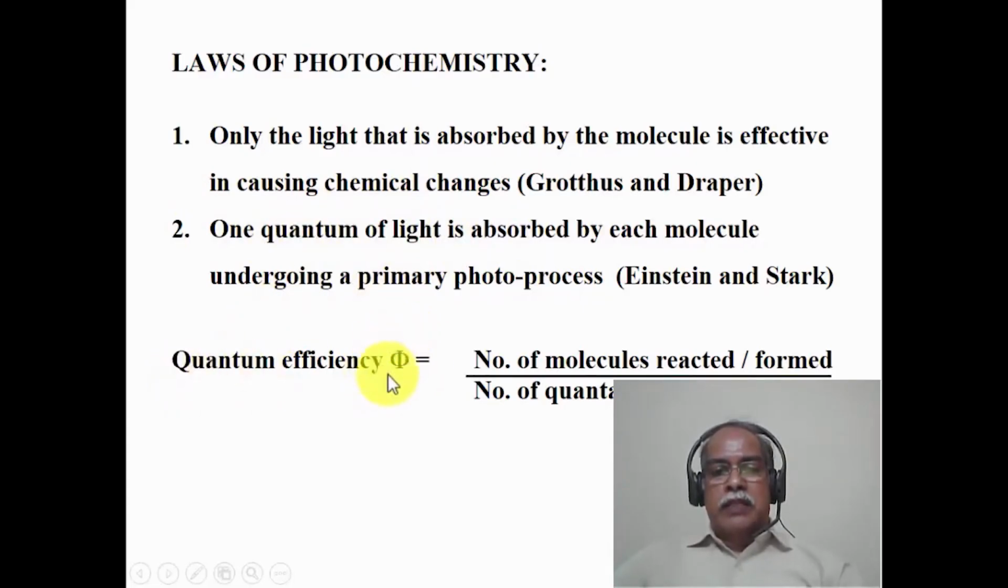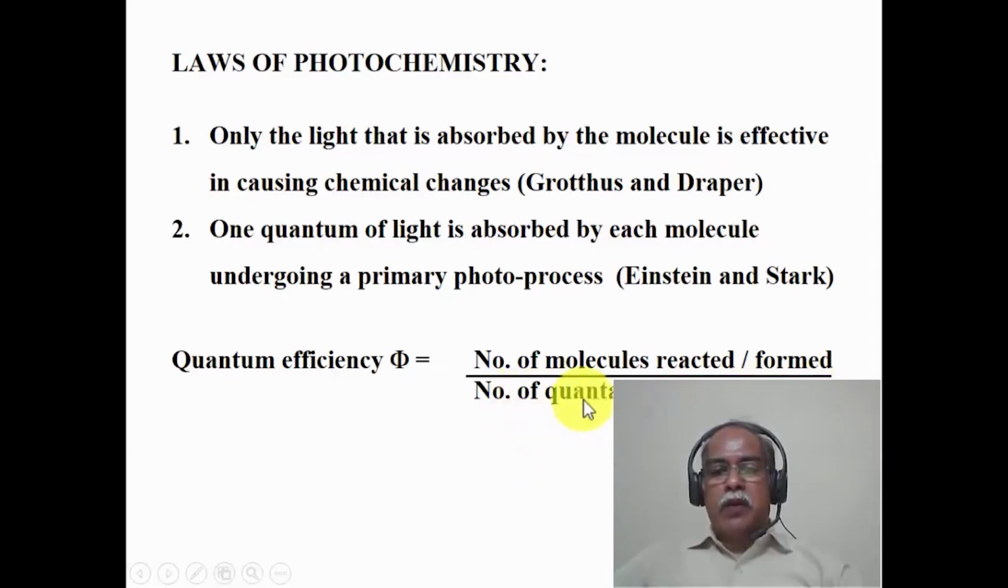Photochemical reactions are characterized by quantum efficiency, just like you would characterize the turnover frequency and turnover numbers in a catalytic process, for example, or the percentage yield in any organic synthesis, which shows the efficiency of that particular process. The quantum efficiency is essentially a ratio of the number of molecules reacted or the number of molecules formed divided by the number of quanta of light absorbed by the molecule.